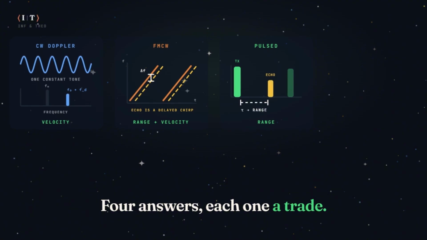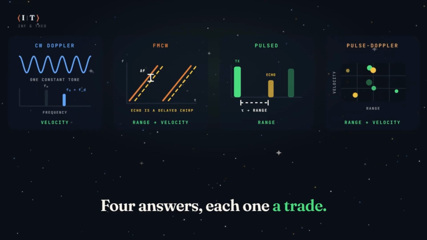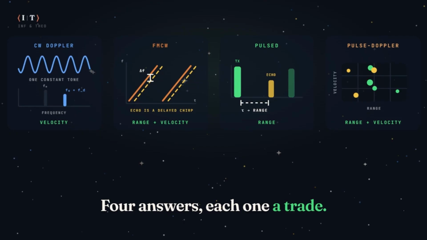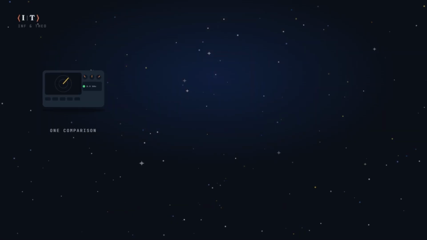Pulsed. Send a short burst and time the return. Range straight from time of flight. Pulse-Doppler. Stack many pulses, and every range cell also carries a velocity. The last dimension is space. Add more antennas, and the phase difference between them tells you which direction the echo came from. That is a phased array.